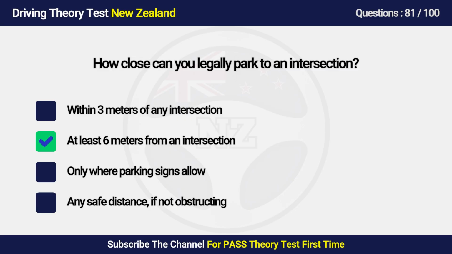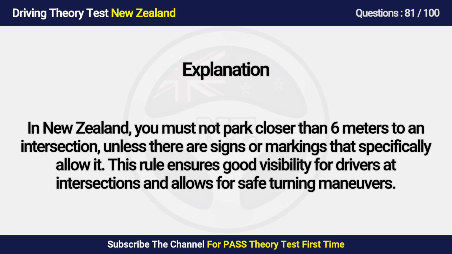Answer is B, at least 6 meters from an intersection. In New Zealand, you must not park closer than 6 meters to an intersection, unless there are signs or markings that specifically allow it. This rule ensures good visibility for drivers at intersections and allows for safe turning maneuvers.